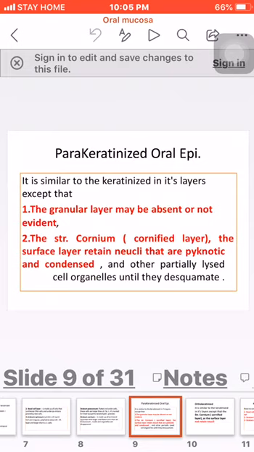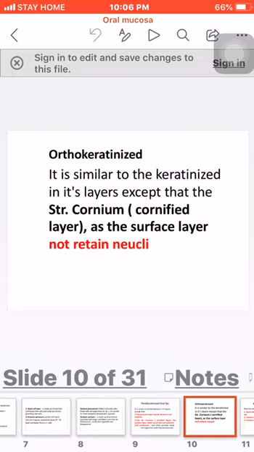Parakeratinized oral epithelia is similar to keratinized epithelia in its layers, except that the granular layer may be absent or not evident. Second, the surface of the stratum corneum retains nuclei that are pyknotic and condensed. The other type is orthokeratinized, similar to keratinized in its layers, except that the surface layer of the stratum corneum does not retain nuclei.